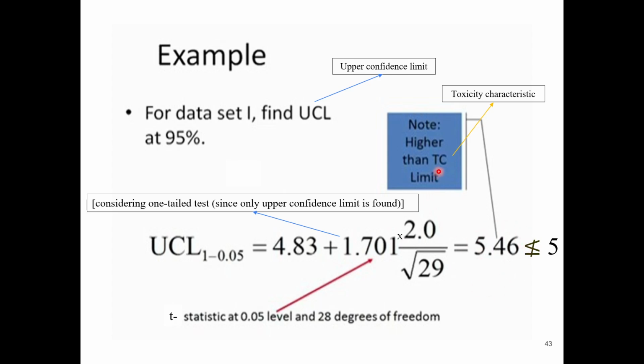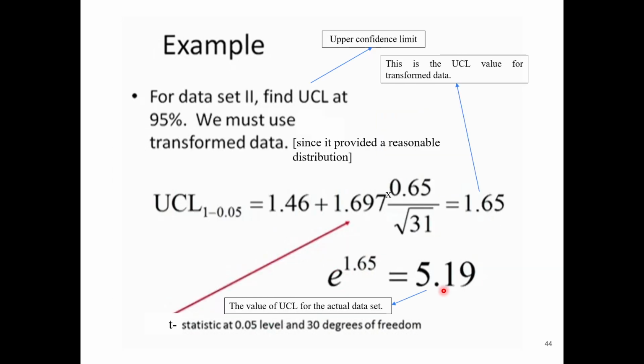Now if you remember, the TC limit was given as 5, and we have got a value greater than 5. That means, taking into account uncertainty, there is a chance that our value will be higher than the toxicity characteristic limit.